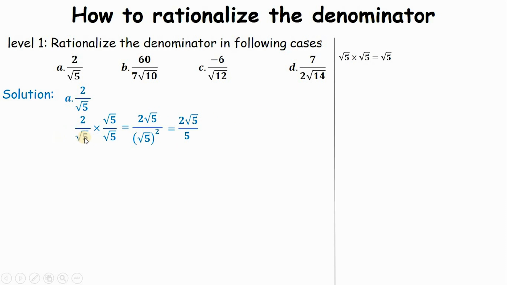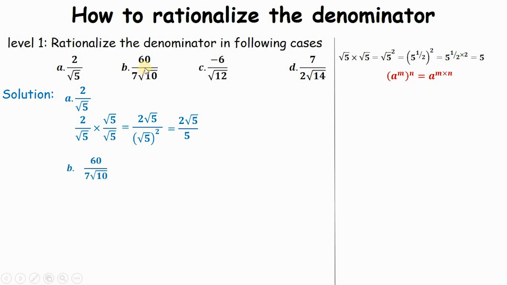We can prove that root 5 into root 5 equals root 5 whole squared, which is equal to, root means power of half, so 5 raised to power 1 by 2 whole raised to power 2. Now we have power over power, so we will multiply the 2 powers. Half into 2 is 1, therefore you'll get 5. Here we have used this law of exponent. Now the second example, that is B.